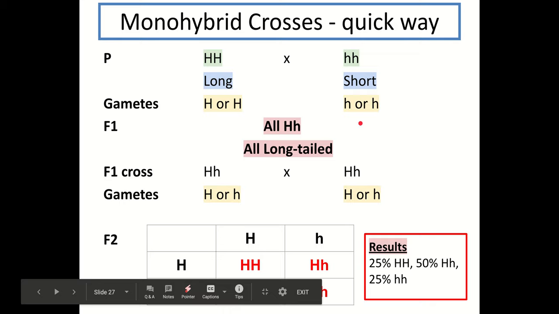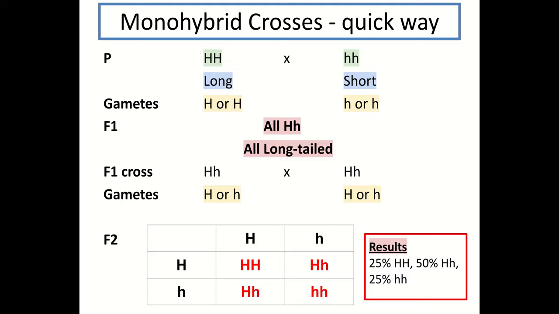Now I need my final answer, and the question asks for the genotypic percentage. So out of the four, 25% were big H big H, 50% were big H little h, and 25% were little h little h. So that is my final answer.